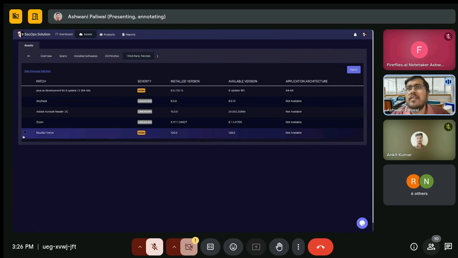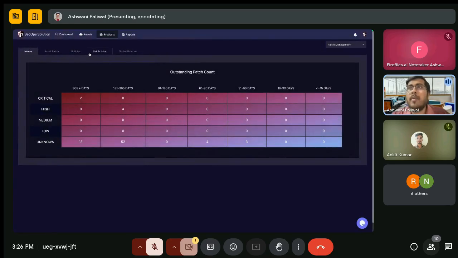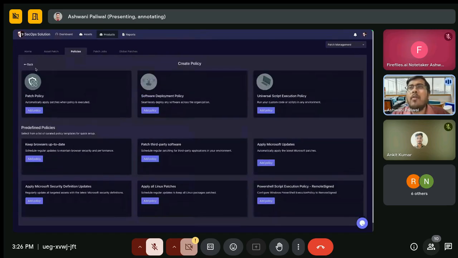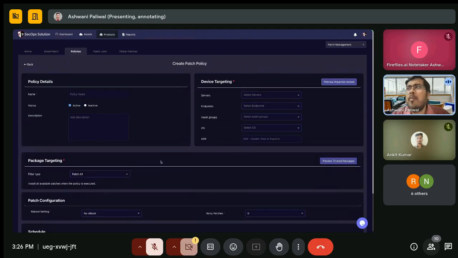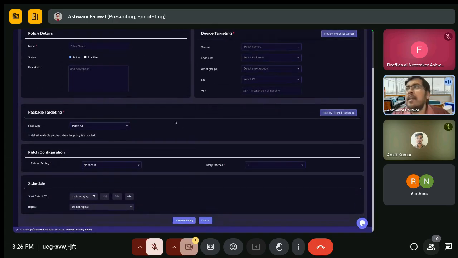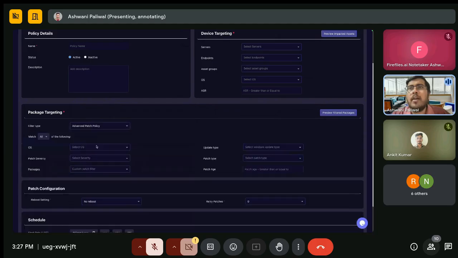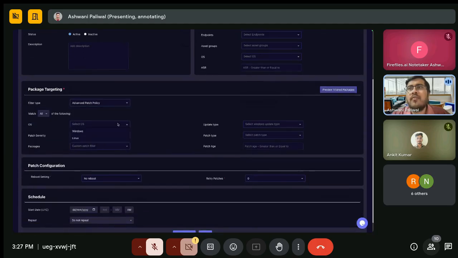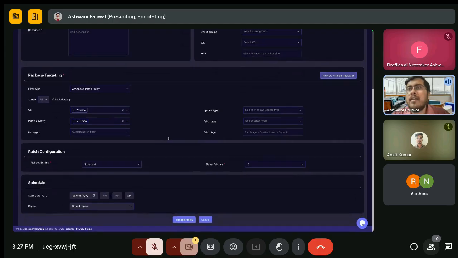Now, if I want, I can just go ahead, click here, deploy the patch, and it will go ahead in one go. Or I can make this into an automated schedule. So I can create a quick policy here where I can select for which devices I want to apply a patch. I can select the package type. Let's say I want to create this patch for Windows only critical patches, for example. So I can just create that.